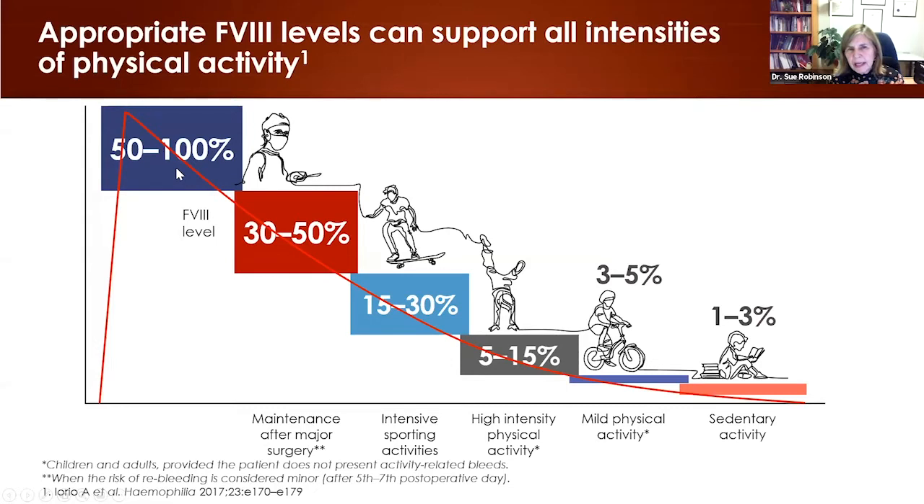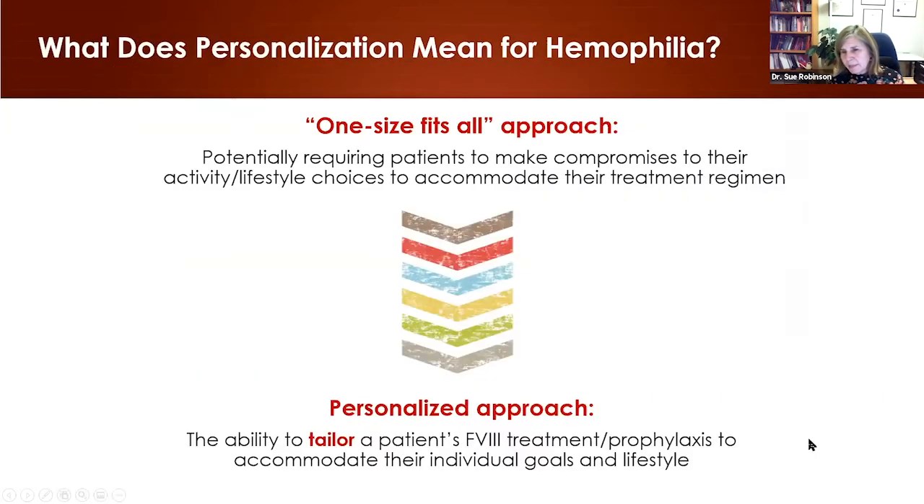If we have a hemophiliac going for surgery, this is the sort of level that we aim for. 30 to 50% would be the post-operative level that we would aim for. 15 to 30%, the consensus was this is the level you would want for pretty intensive sporting activities. Then 5 to 15 for high intensity physical activity, 3 to 5% for mild physical activity, and then 1 to 3% for sedentary activity, when you could have some spontaneous bleeds.